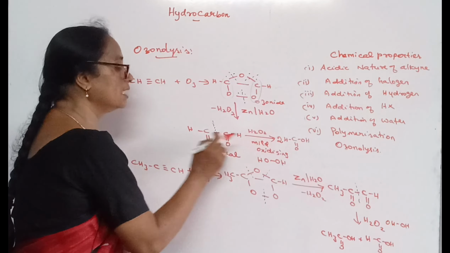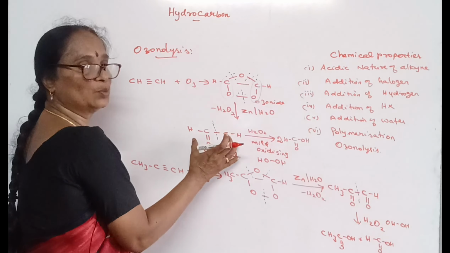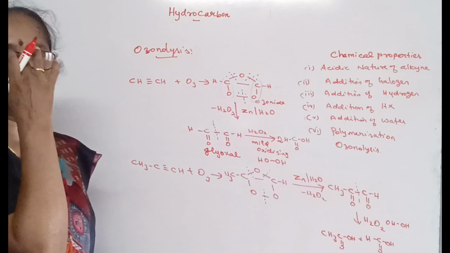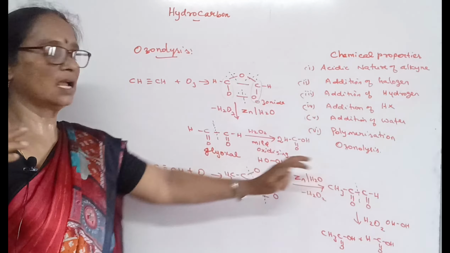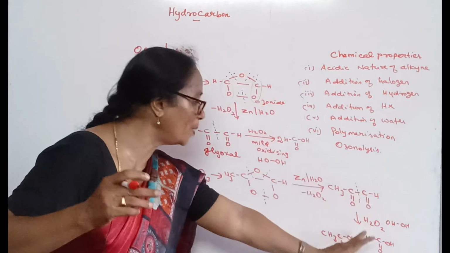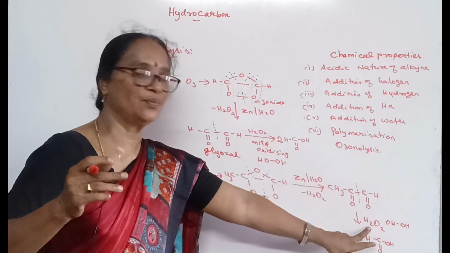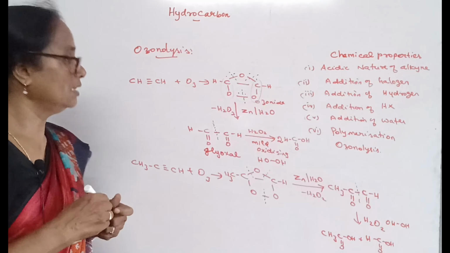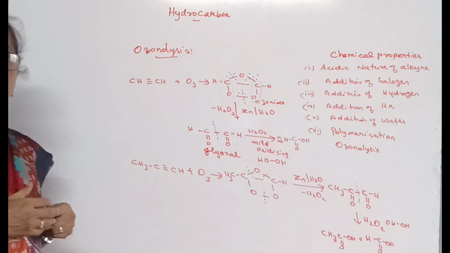Here the carbonyl groups are identical. That's why we got 2 molecules of the same carboxylic acid. But here we have 2 different carbonyl groups, so upon reaction with hydrogen peroxide, it gives 2 different carboxylic acids. That's all the properties of alkyne.